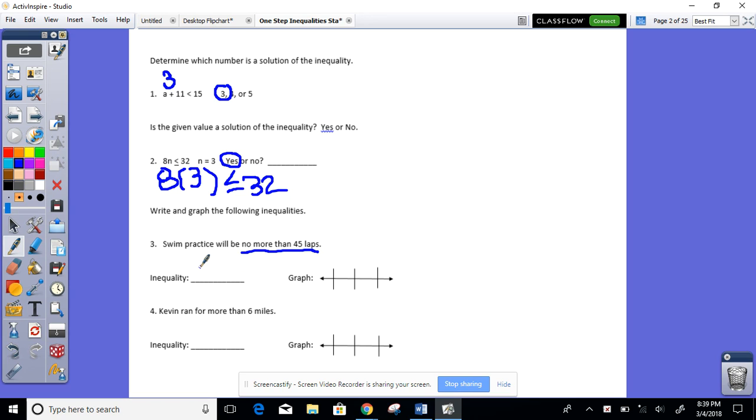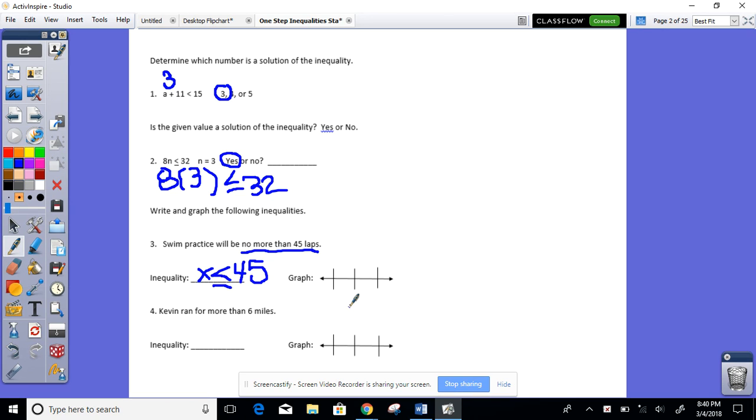Okay, do I know how many laps swim practice is? No. So I'm going to put an x. I do not know how long swim practice is, but I do know that it's not more than 45. So I could say that swim practice is less than 45. But let's reread the statement. It says it can be no more than 45, but can it include 45? Yes. So that tells me that I could also include my equal to sign.